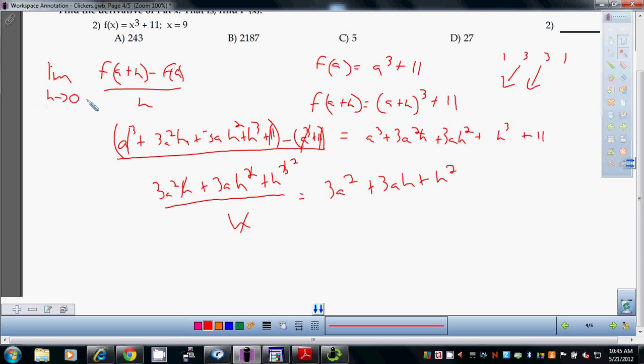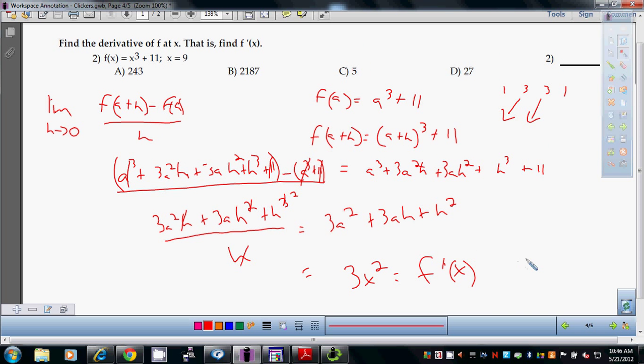Now I need to take the limit as h approaches 0, which is going to get rid of which 2 terms? Yeah, the ones with the h in them. Leaving you with f prime of x, which is essentially 3x squared. You just replace the a with an x. What do I plug in for that? 9. 9 squared is 81 times 3 is 243. Questions on that one? All right. Sounds good.